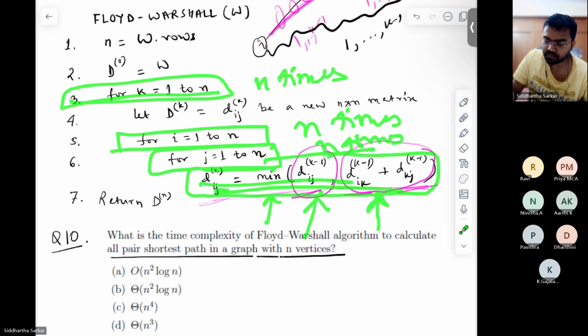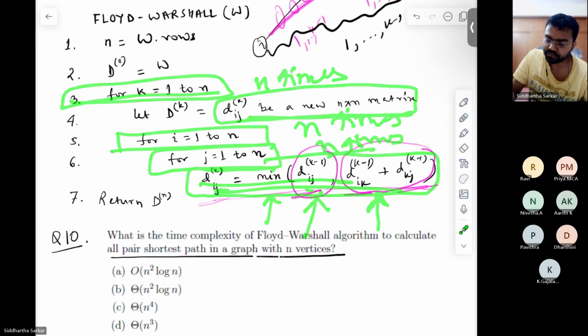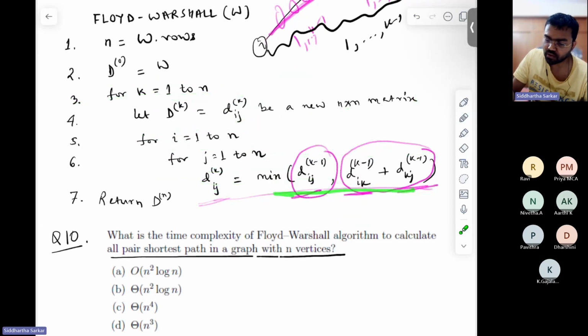Remember, the table D we have formed. D is a distance matrix, basically. From the matrix, we are looking up the value of these two things. So this task is not heavy. It's a light task. So this takes only constant time.